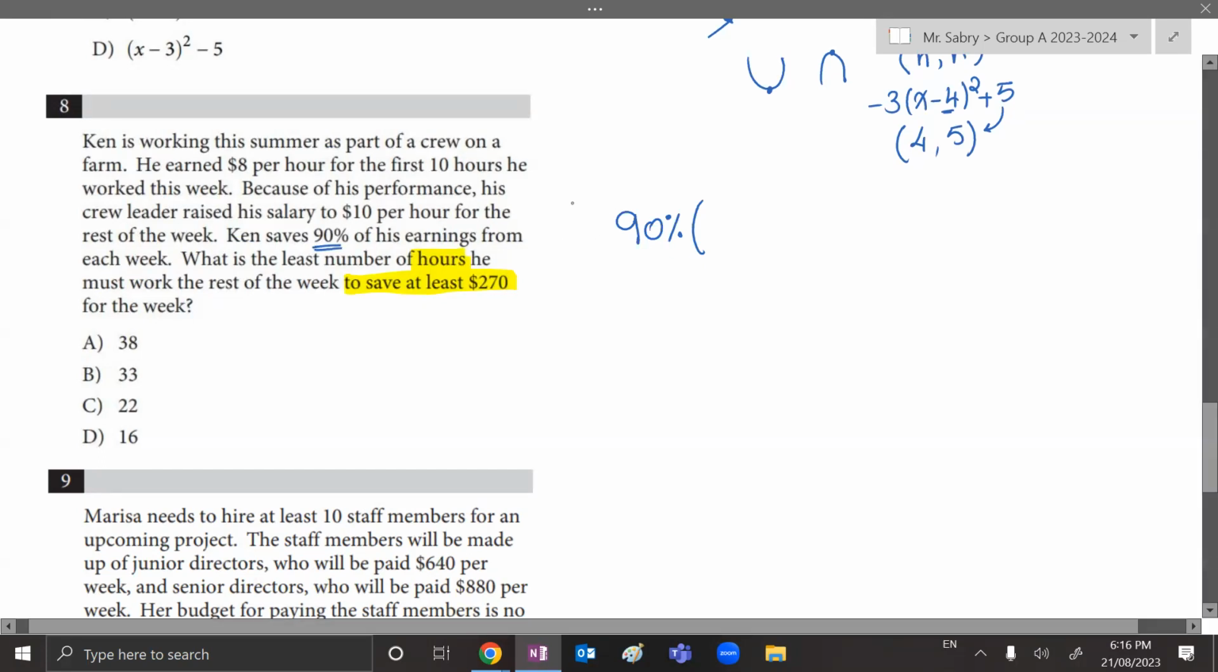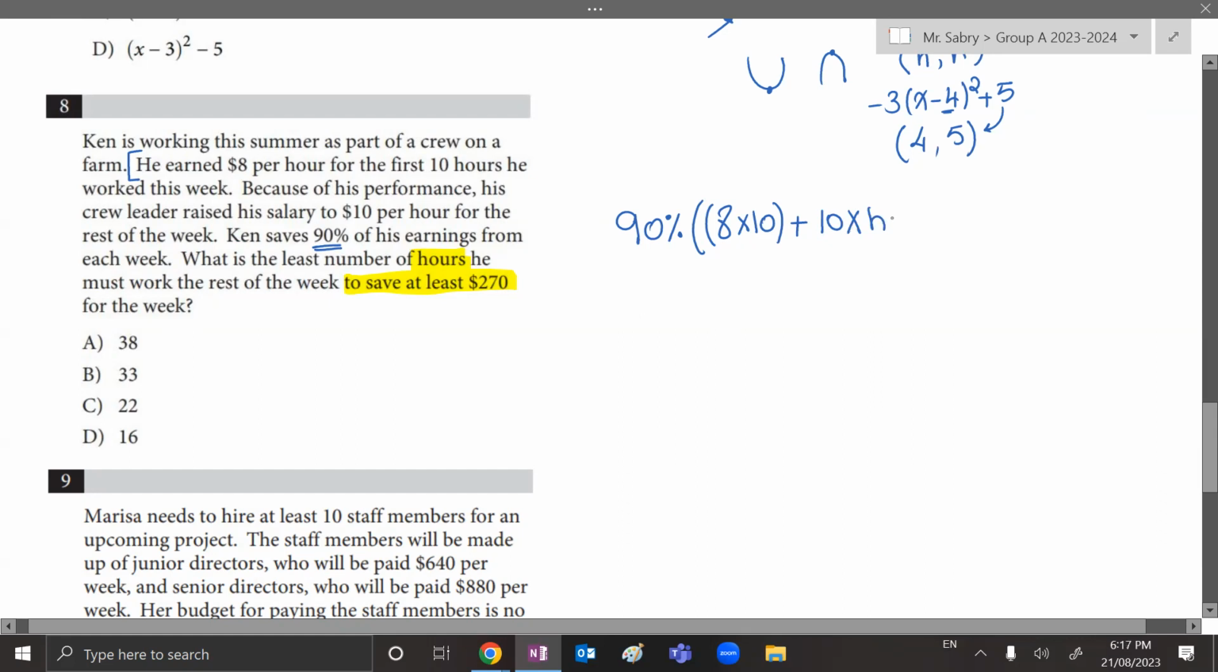Now, how do I know what the earnings are? When you read the sentence before that, starting here, it says that he used to earn $8 per hour for the first 10 hours. So the earnings is 8 multiplied by 10, which are the first 10 hours. Added to this, every hour beyond 10, he'll receive $10 for each hour. That means $10 multiplied by the number of hours in excess of 10.